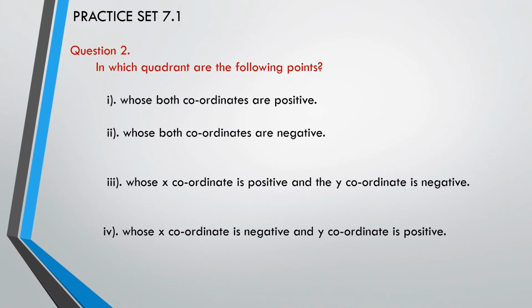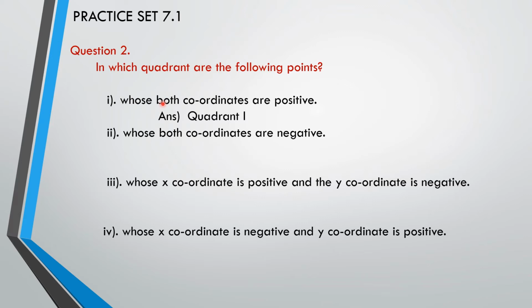Question number 2. In which quadrant are the following points? The first condition, whose both the coordinates are positive. That means the x coordinate and y coordinate are positive. Therefore the point lies in quadrant 1.